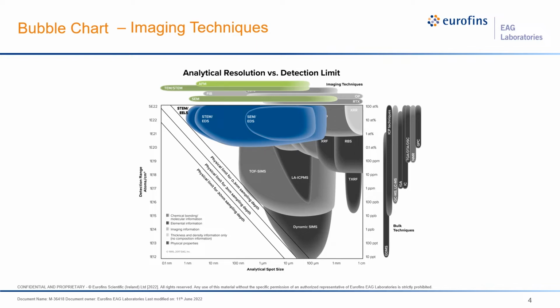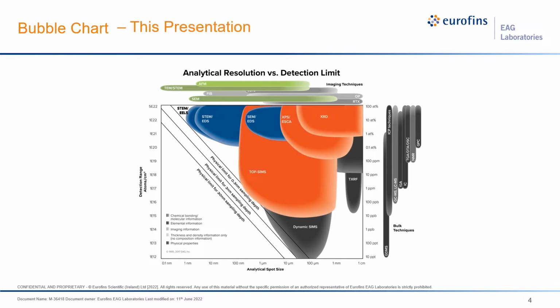Energy dispersive X-rays, or EDS, can provide atomic compositions, which is colored blue to distinguish it from techniques providing molecular information. On the right-hand side of the box are bulk techniques, which provide concentration with no spatial resolution. We will not be discussing any of those in this webinar. Of the many techniques available, the ones colored here are those that will be discussed in this presentation.